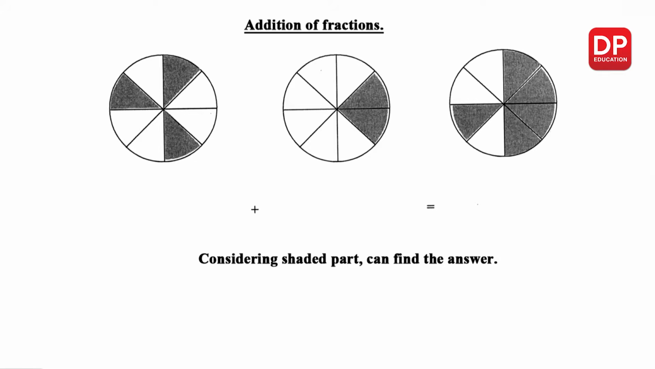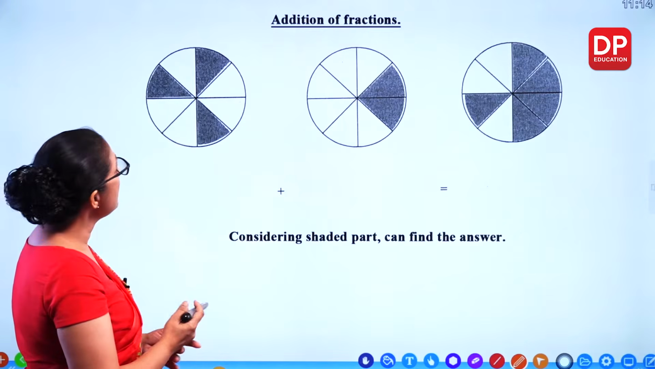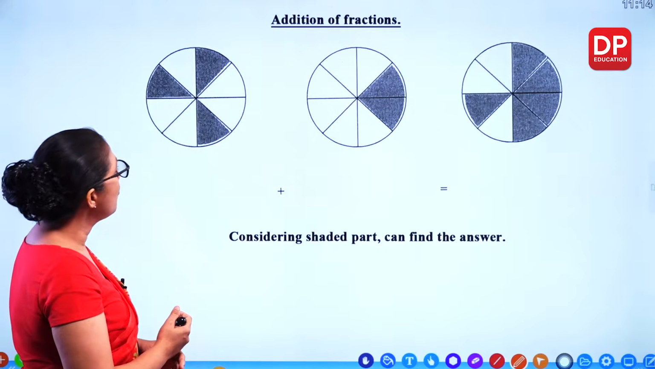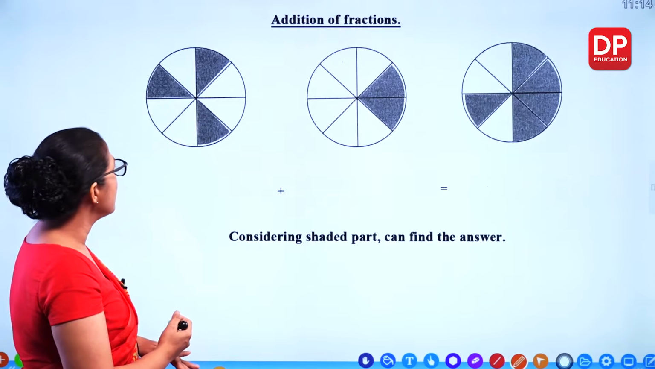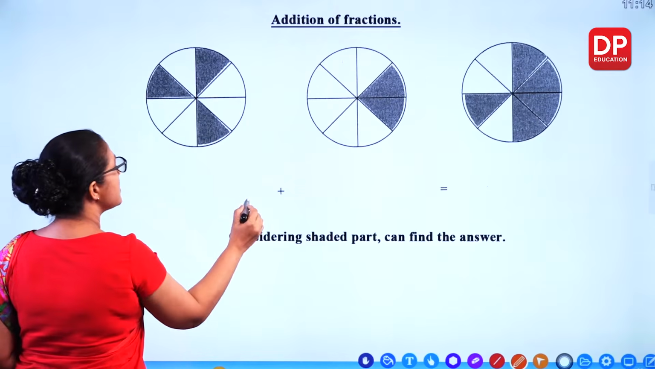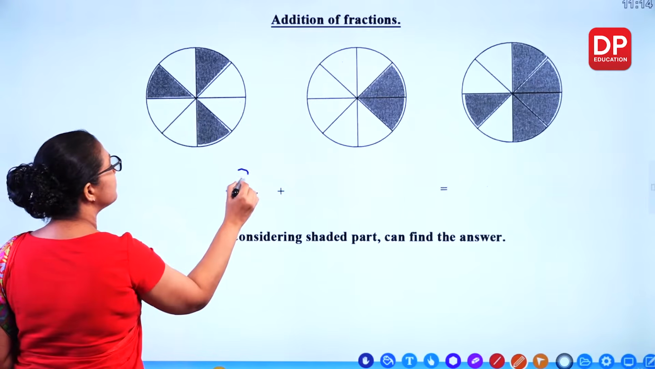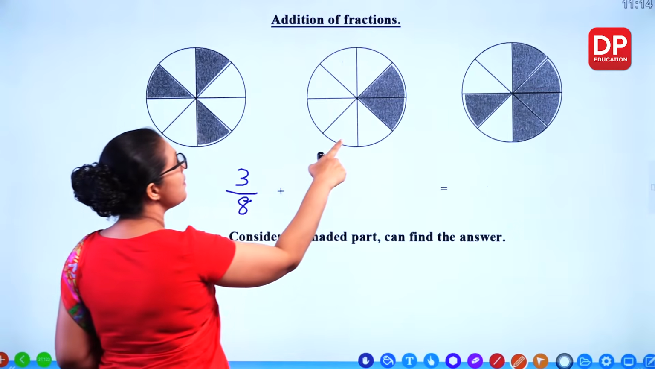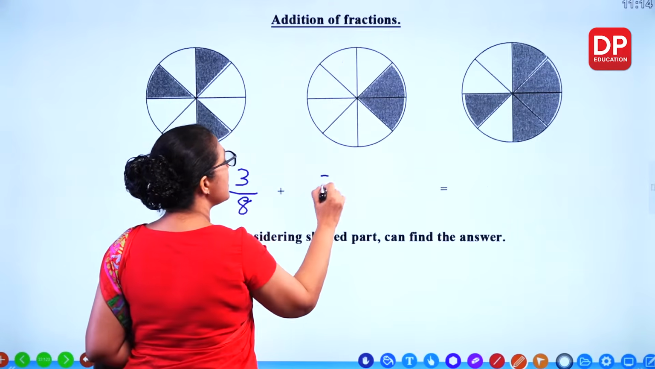Now we'll look at addition of fractions. Here look at these 3 circles. Both are same size and different parts colored. This is out of 8. How many parts shaded? 1, 2, 3. This one, out of 8 parts, 2 parts shaded.